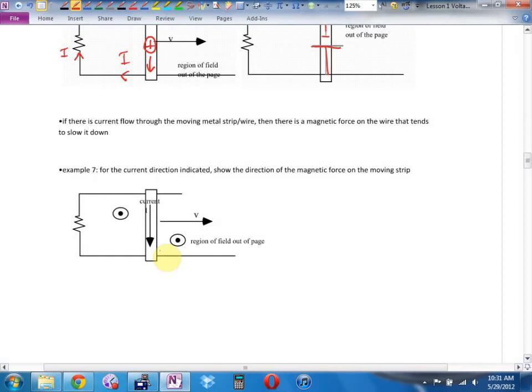Otherwise, we could just somehow give it a tug and it would just keep going. No, nature says, nuh-uh, I'm going to resist you. We don't get free energy here. So, if there is a current flow through the moving metal strip of wire, now there's also a magnetic force on the wire that tends to slow it down. For the current direction indicated, show the direction of the force on the moving strip.